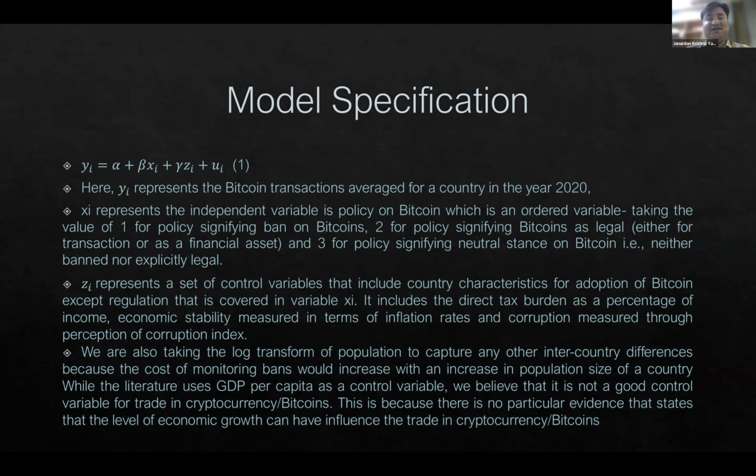ZI represents a set of control variables that include country characteristics: size of the population, direct tax burden, economic stability in terms of inflation rate, and corruption measures or corruption index if it is available. We are also taking the log transformation of population to capture any skew in the distribution, and to monitor the cost of money, because it will increase with the increase in the population size. So to mitigate those population size effects. Again, the literature suggests if you are using GDP per capita as a control variable, it is a good idea to take the log of it.